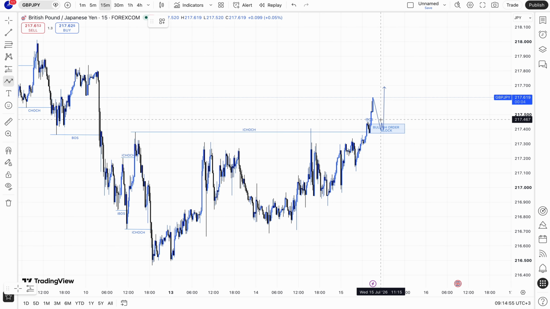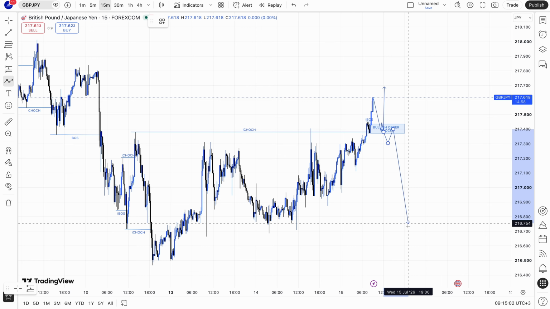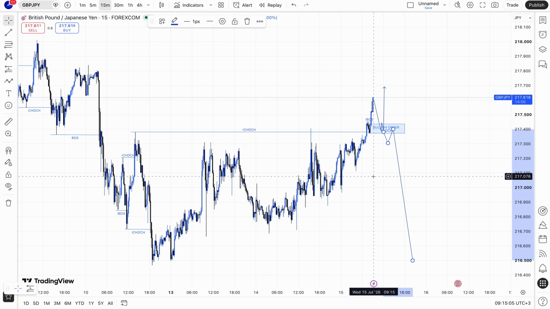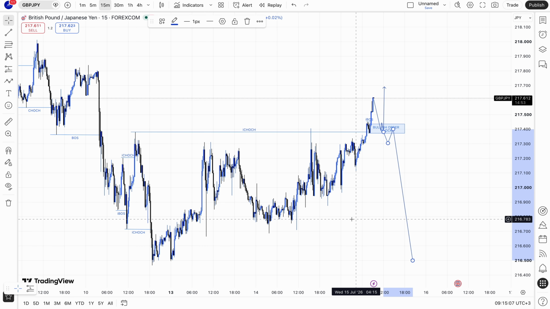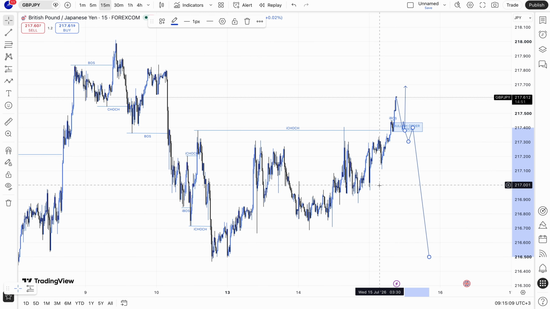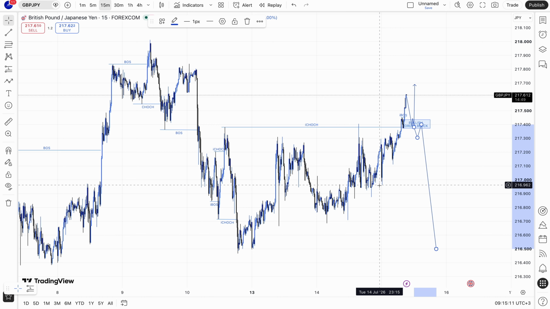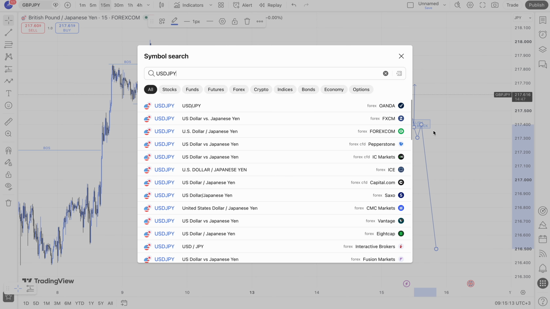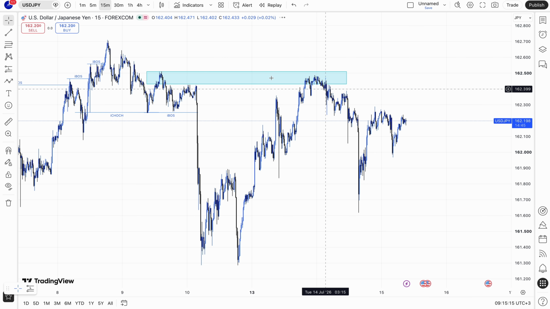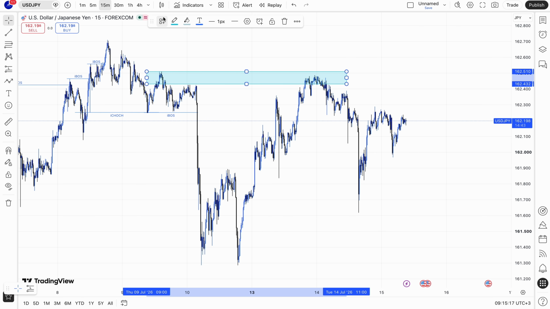Then scenario number 2, if the price disrespects this area or point of interest, then you're going to wait for the break, then retest, then a continuation to the downside. We take out all this liquidity here, all the stop losses around here, right?